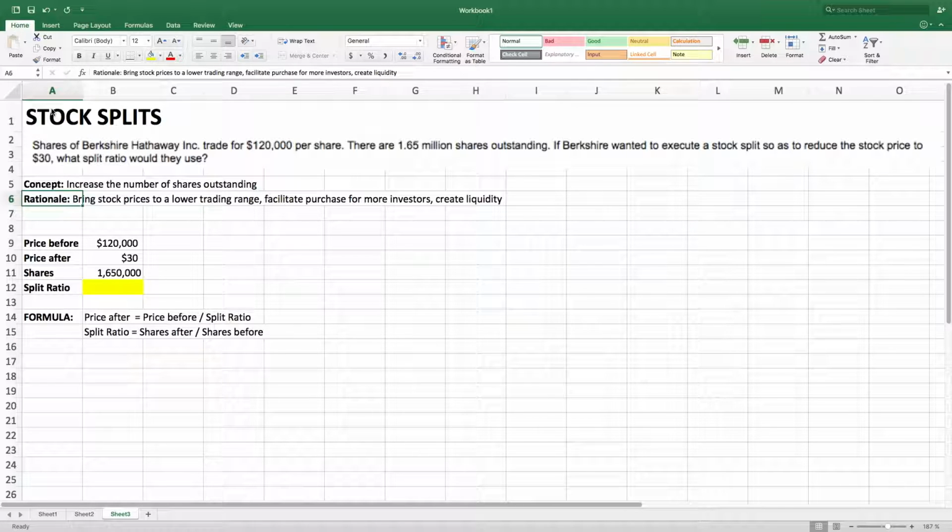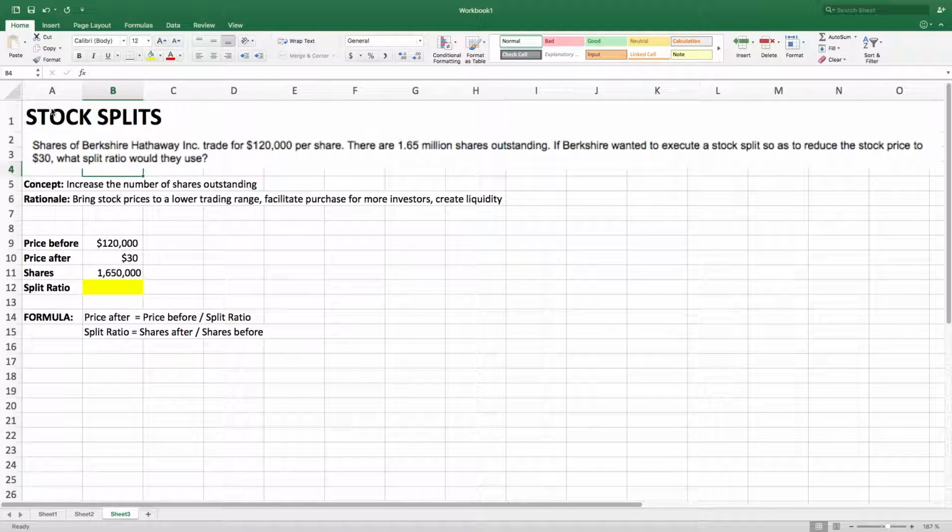Companies whose stock prices get too high attempt to bring them down, which makes them more affordable for individual investors. And when it's more affordable, more people are likely to buy it, which creates liquidity in the financial markets as well. So now, as always, I have an example here of a company, Berkshire Hathaway. It says that their stock is trading for $120,000 a share, and there are 1.65 million shares outstanding. Now, Berkshire wants to execute a stock split to reduce the stock price to $30. What split ratio would they use? It's a fairly simple question.